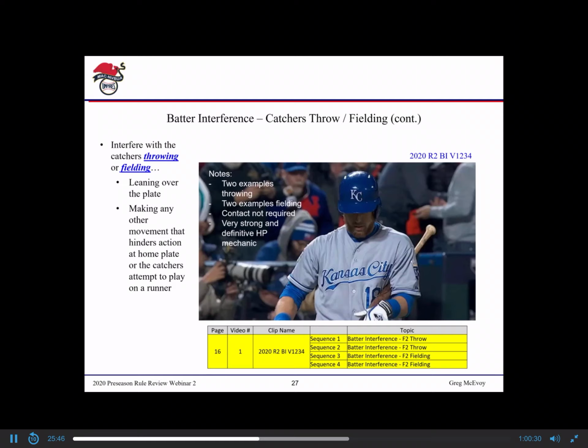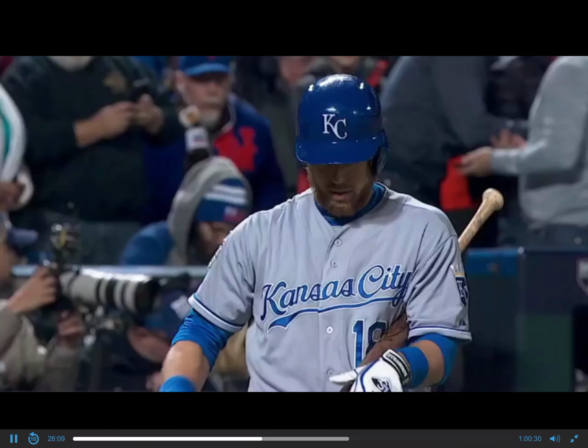And I want you to take note in the videos that we're going to see the strong and definitive plate mechanic that our plate umpire will demonstrate when he sees and calls the interference play. So with that, let's go ahead and look at these 4 videos, and then we'll come back and pick up where we left off. I'm going to play all 4.